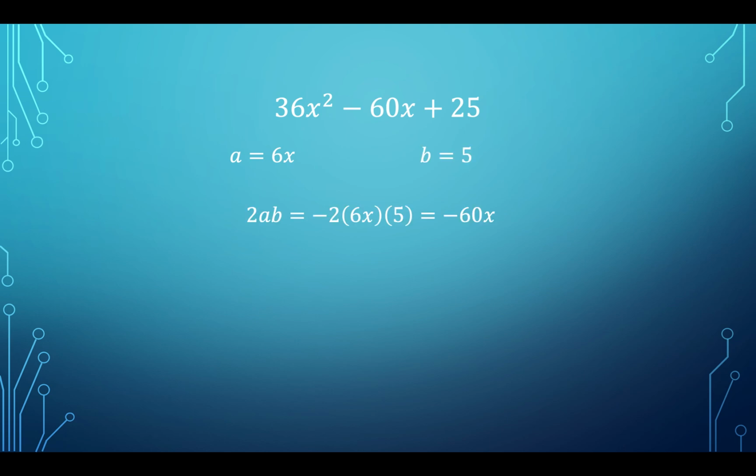Next, we have to make sure that 2 times a times b gives us our middle term back. Remember, because this one's minus here, I want to say negative 2 times 6x times 5. When we do that, we get negative 60x. These two match up, so I know I can continue on with my problem. So my answer is going to look like 6x minus 5 times 6x minus 5. Now you can leave it or you can rewrite it in this form: 6x minus 5 squared.